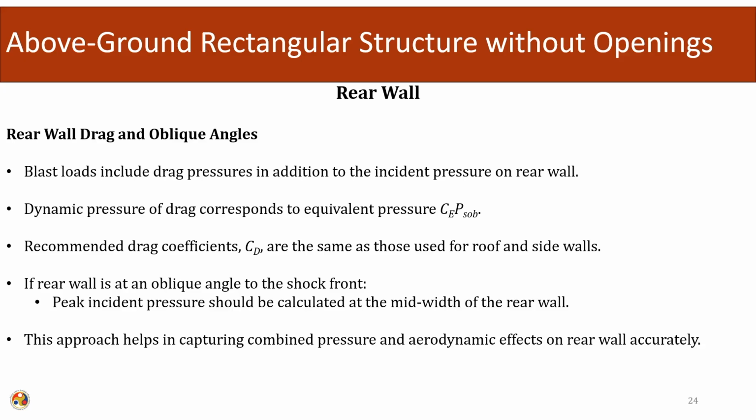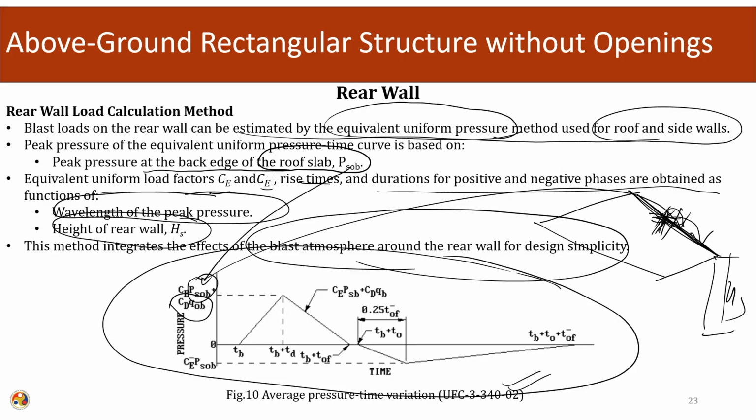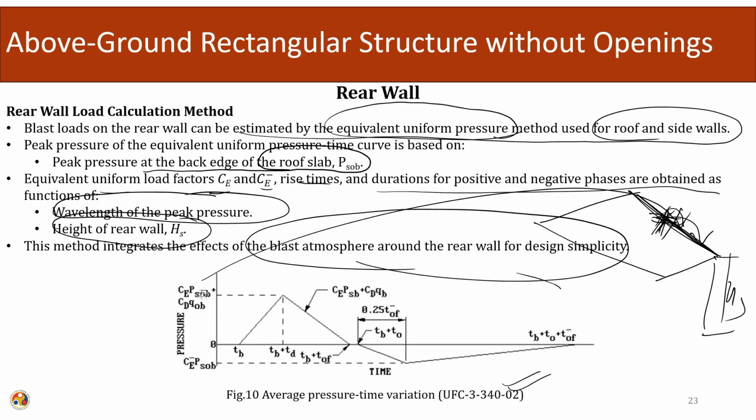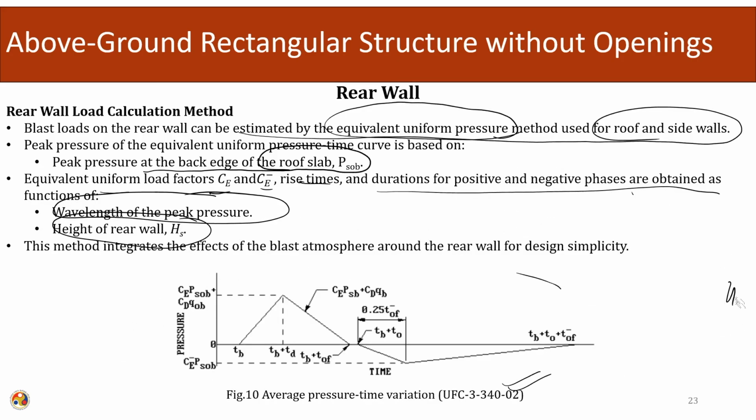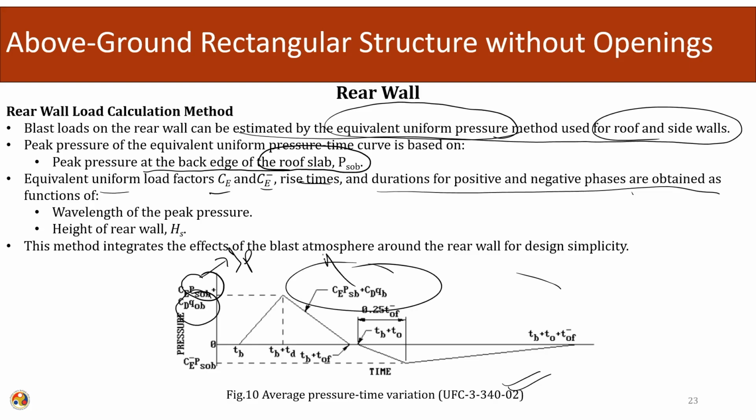So, rear wall drag and oblique angles. To calculate the drag coefficients and the oblique angles, what blast load is doing is that it includes the drag pressure in addition to the incident pressure on the rear wall. So, here we see the total component comprises the incident pressure and the drag coefficient. So, it has two components, one due to the incident pressure, one due to the drag component.